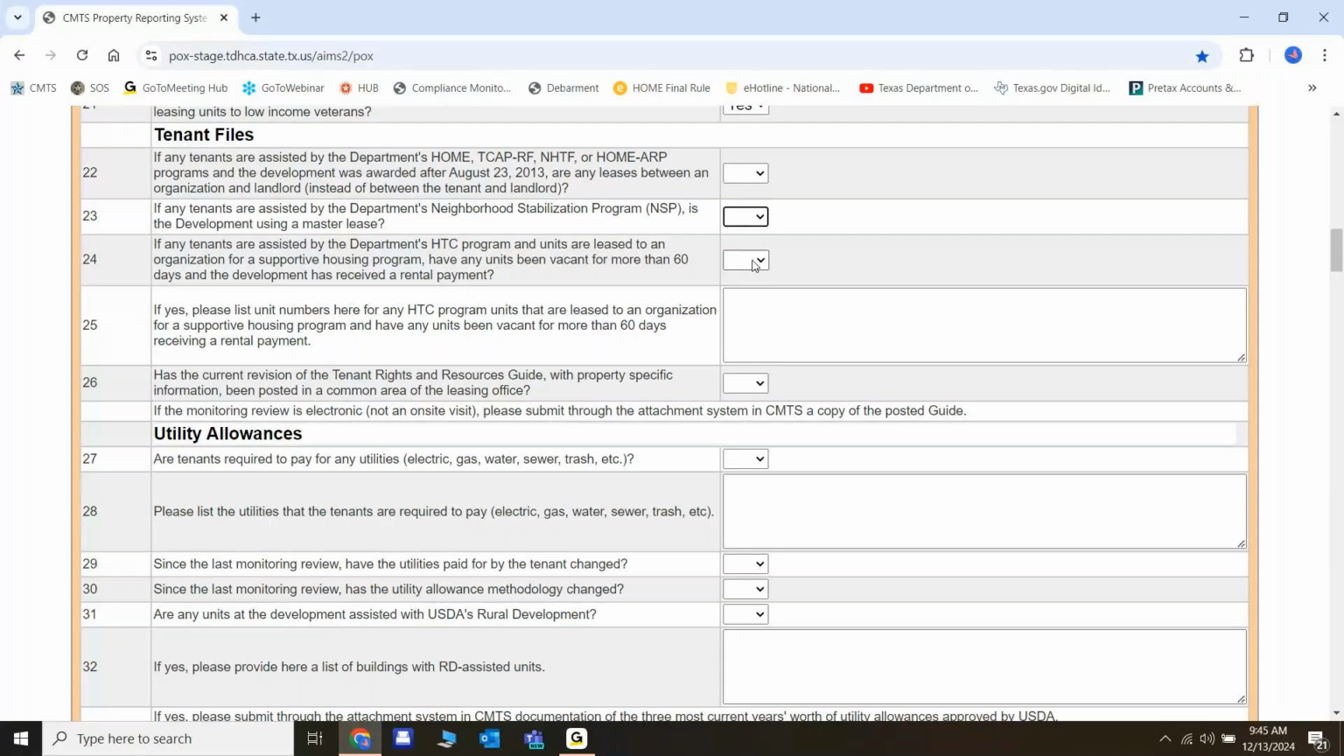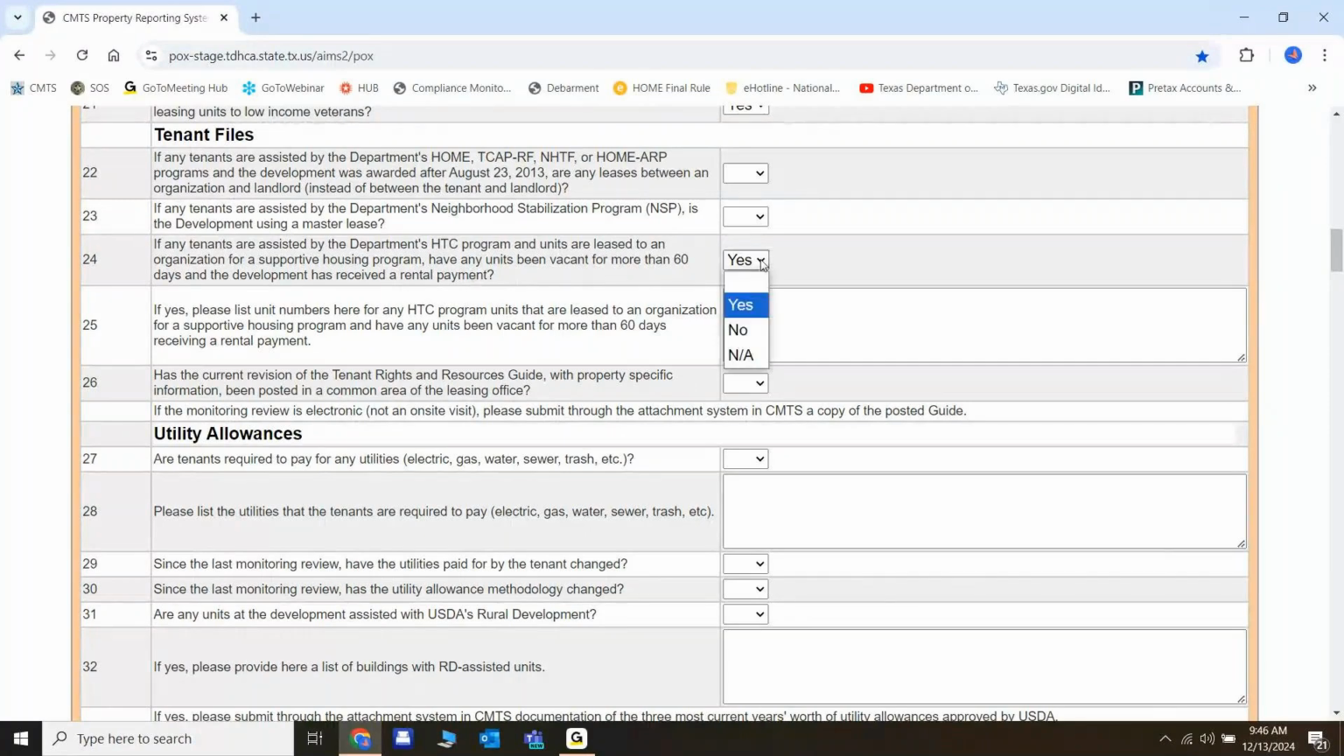You're going to answer yes, no, or not applicable. Not applicable means I have the housing tax credit program, but I don't have any organization that I'm leasing to for a supportive housing program. If you answer yes, it's like, yes, I do have units that are leased to an organization of a supported housing program, and I do have vacant units for more than 60 days, and I have received rental payment on them.